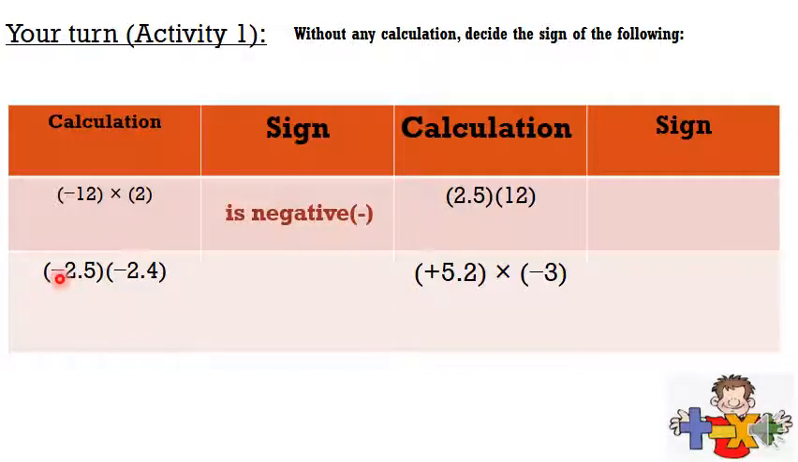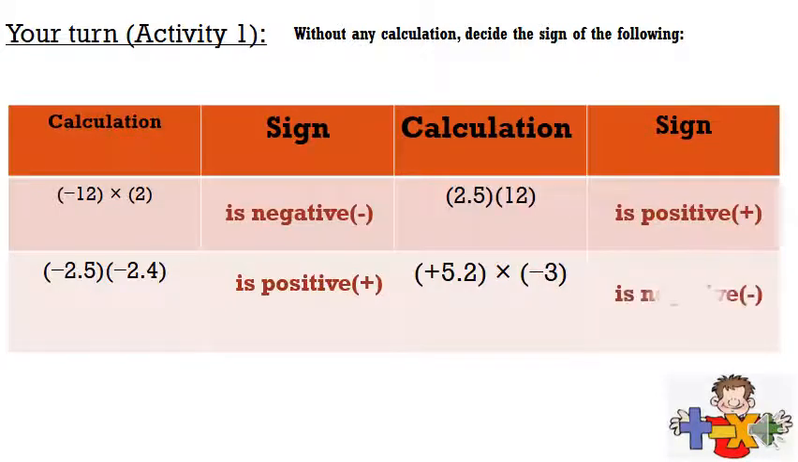The second one, minus times minus, its answer is plus, positive. Same sign, so it will be positive. The first minus will change the second sign, which will be positive. Here I don't have signs, so they are positive numbers. Their answer will be positive, plus. The last example, here I have positive 5.2 times negative 3. They have different signs. Plus times minus is minus, negative number. So their answer will be negative.